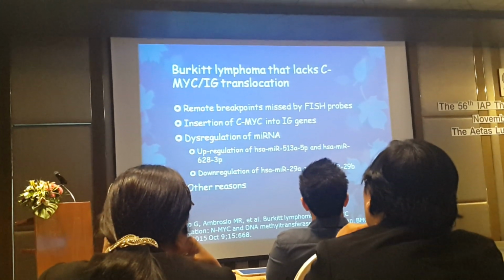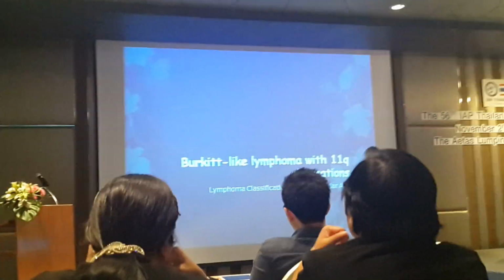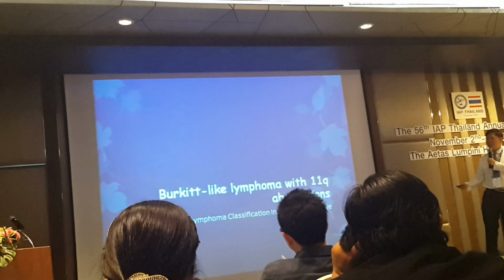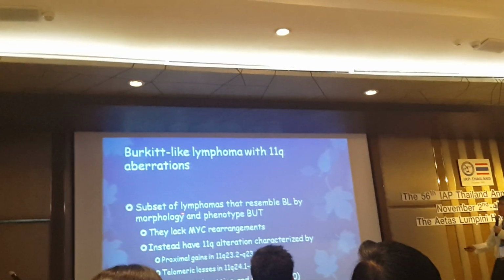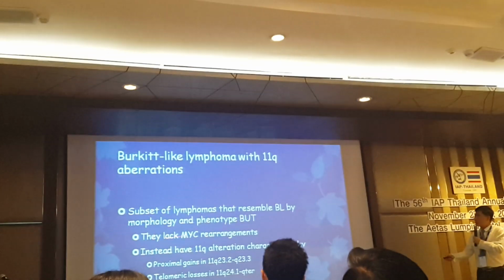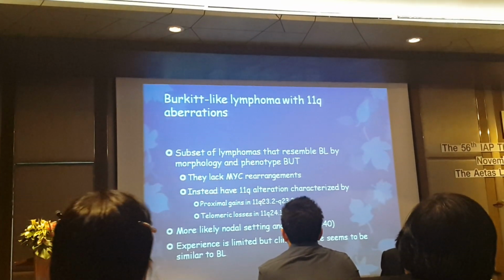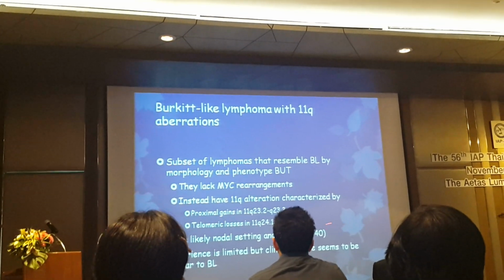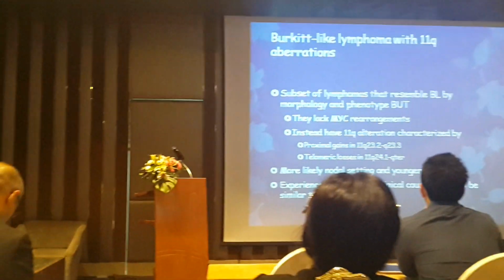And yet, there are other reasons. And one of those other reasons is now appearing in the updated WHO classification. This is a new entity, Burkitt-like lymphoma with 11q aberrations. What you have is a subset of lymphomas that resemble Burkitt. They look like Burkitt by morphology and immunophenotype, but there's no c-MYC rearrangement. Instead, they have alterations of 11q. And the alterations are quite interesting. They have the proximal part, 11q23, amplified, whereas 11q24, right to the terminus, is actually lost. And this is going to be quite challenging to detect.